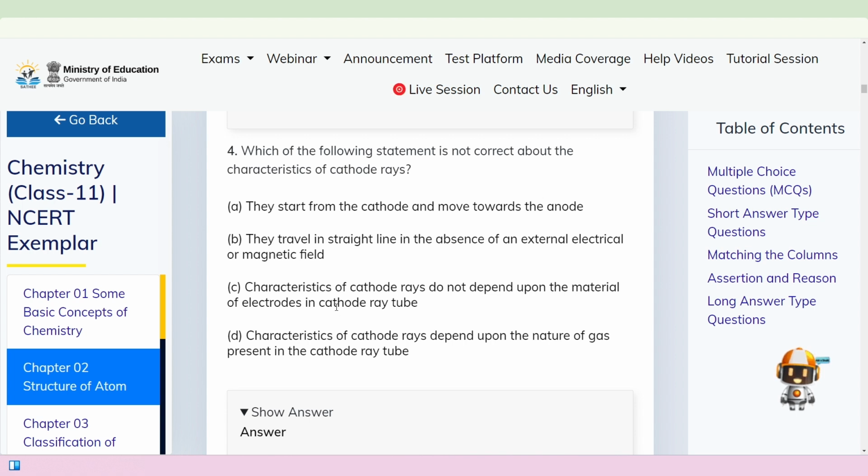Next thing, it does not depend upon the material of the electrode in cathode rays. So it is also correct. The electrode is not responsible for that. The thing that is responsible is the current. So it is independent of the nature of the electrode.